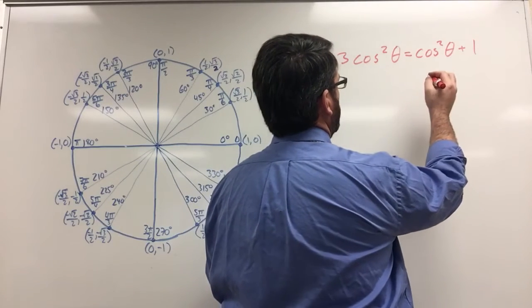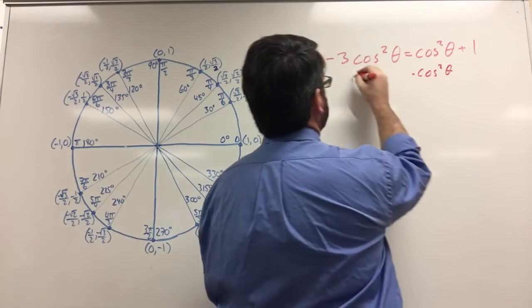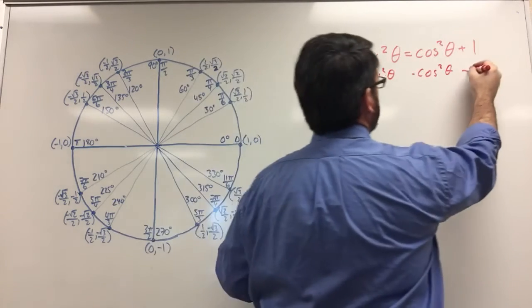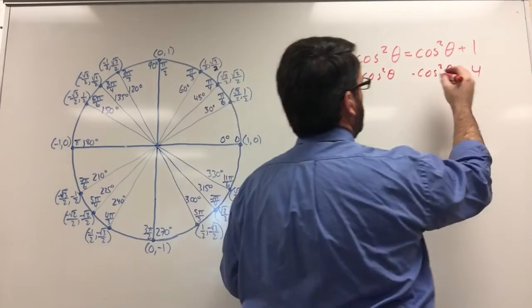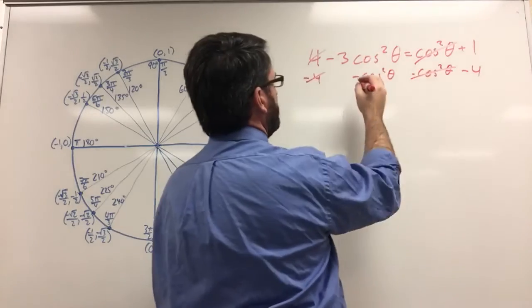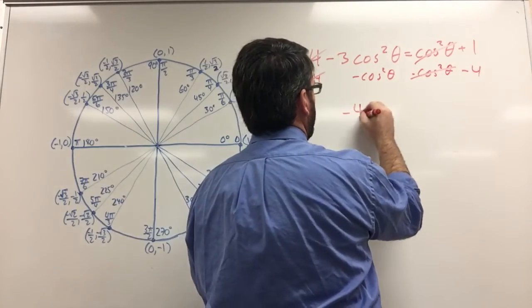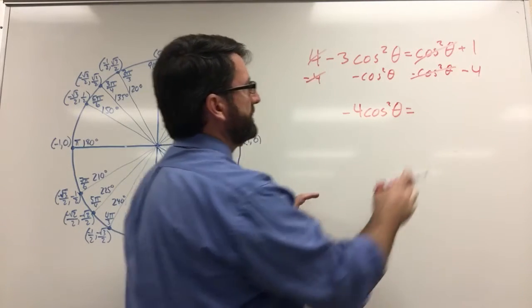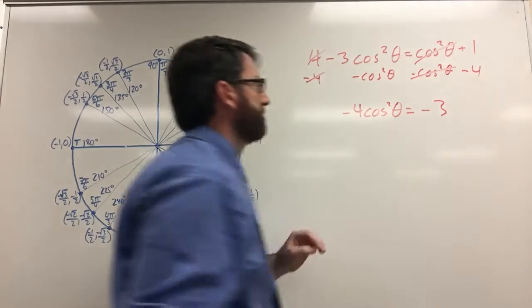So if we subtract cosine squared from both sides, and subtract 4 from both sides. That will be 0, this will be 0, and we're left with negative 3 cosine squared minus cosine squared is negative 4 cosine squared theta is equal to 1 minus 4 is negative 3.